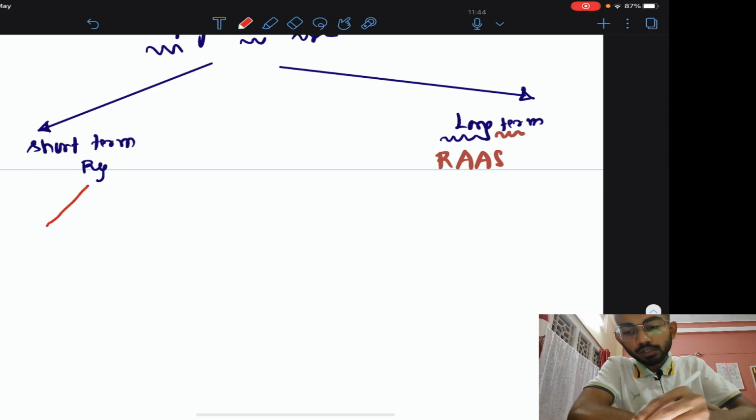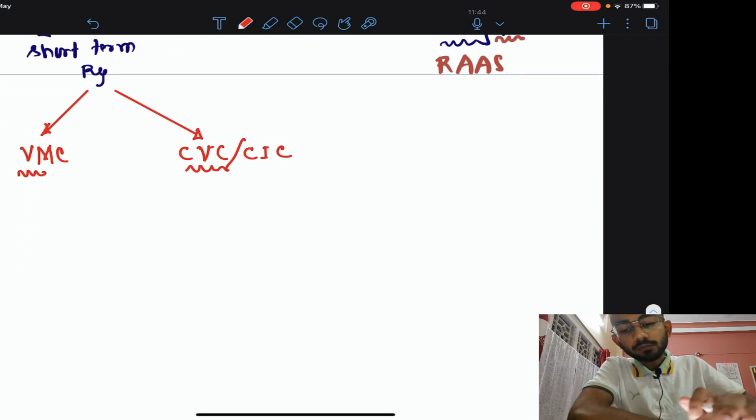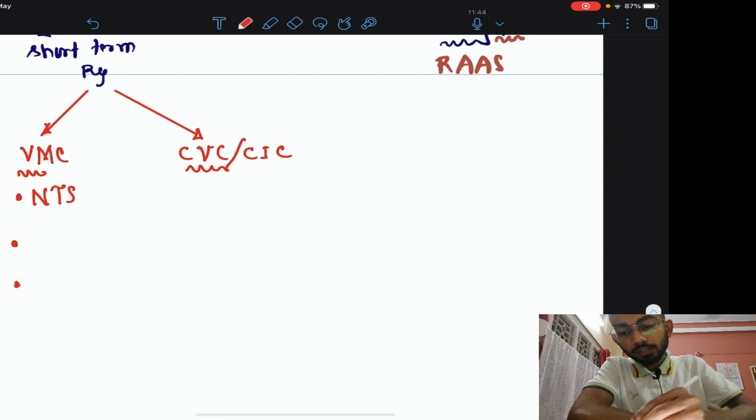So talking about short-term regulation, we have two important things to know: the vasomotor center and the cardiac vagal center, also known as the cardiac inhibitory center. Now what are the components of this vasomotor center? The components of this vasomotor center are three actually. Number one is the nucleus tractus solitarius, which is the sensory part actually.